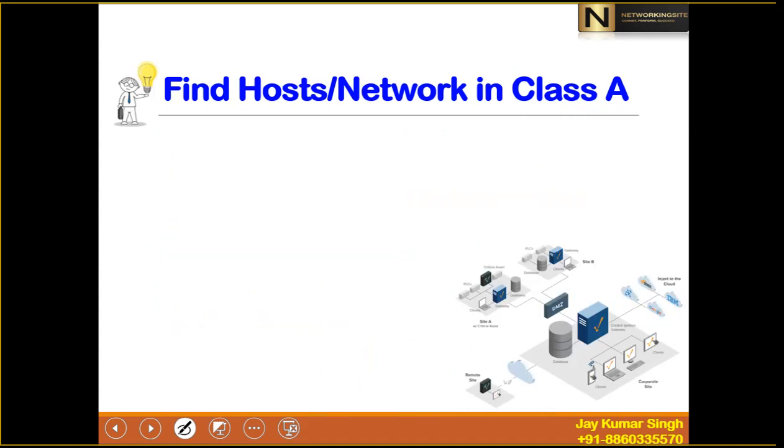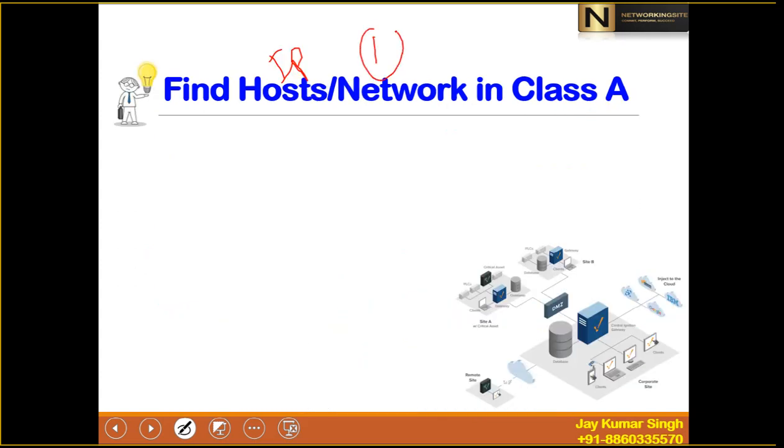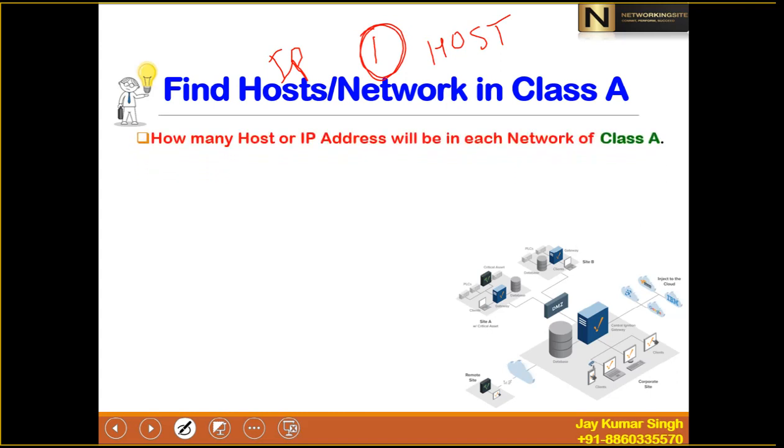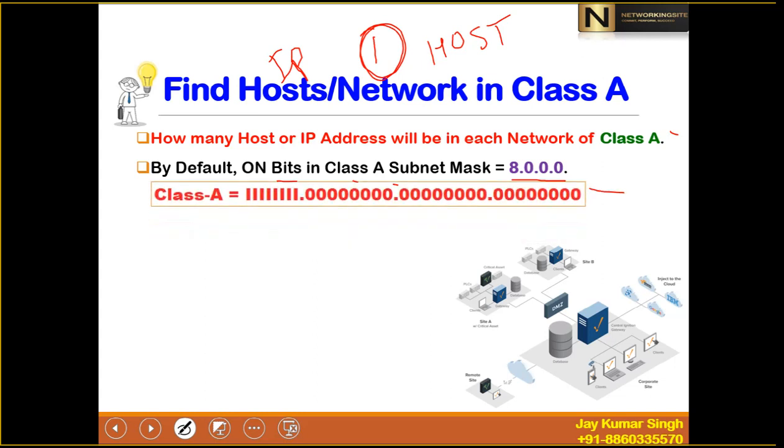Now find hosts, or you can say IPs, per network. I have 128 networks, and in a single network, how many hosts will there be? So let's find out how many hosts or IP addresses will be in each network of class A. By default, the on bits in class A are these, which we already know.